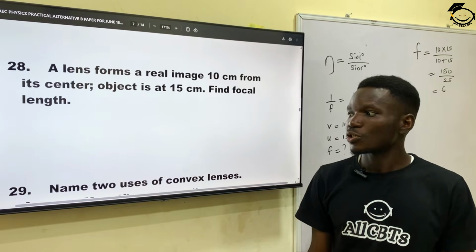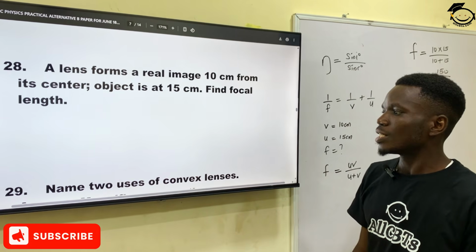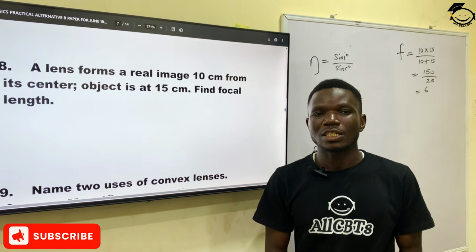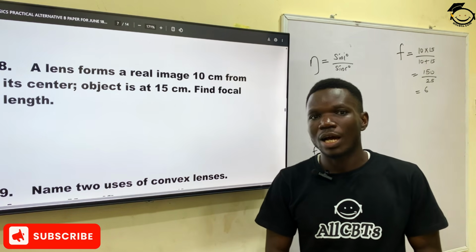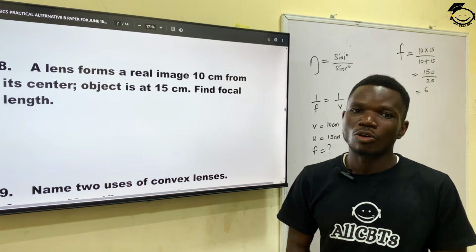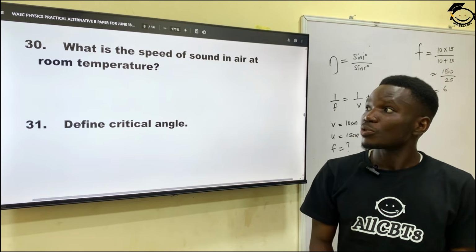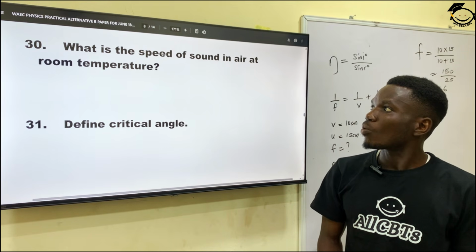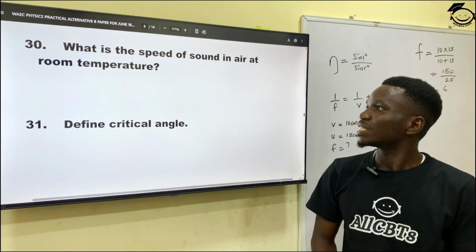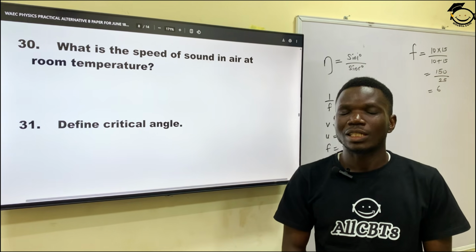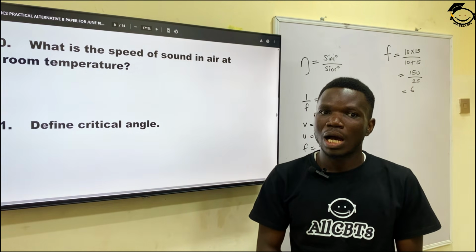Moving on to the next question, question number 29 says, name 2 uses of convex lenses. Convex lenses can be used in magnifiers and can also be used in correcting hypermyopia. Moving on to the next question, question number 30 says, what is the speed of sound in air at room temperature? At room temperature, the speed of sound in air is 340 meters per second.